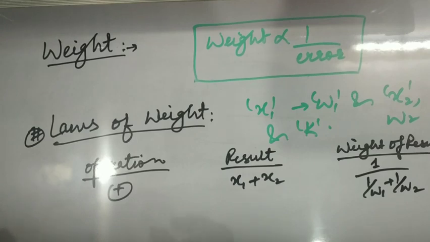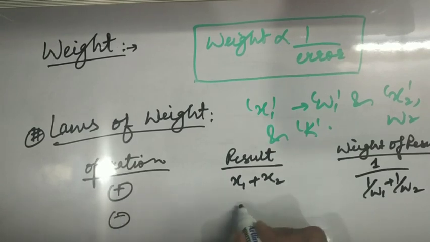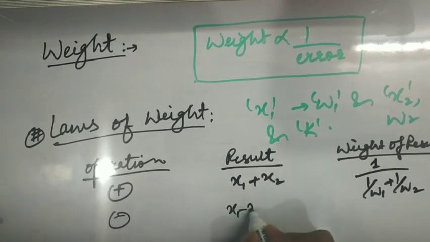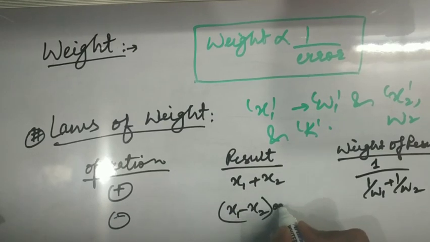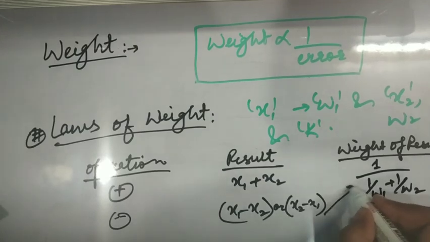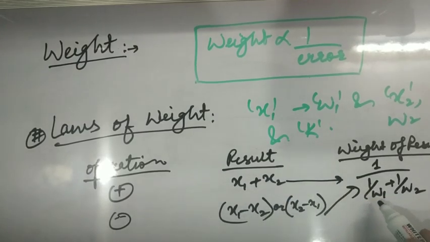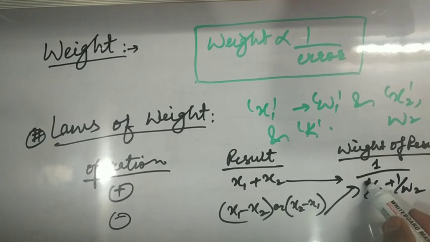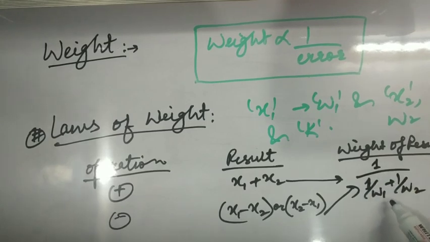Similarly, in case of subtraction, the result is x1 minus x2, or you can say x2 minus x1. But the result in terms of weight is the same as this, 1 upon (1 by w1 plus 1 by w2).